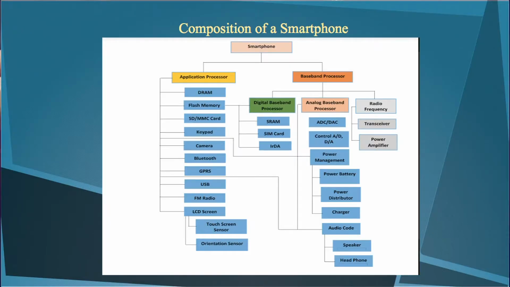In this figure, the composition of a smartphone has been shown. Application processor is a system on a chip designed to support applications running in a mobile operating system. A smartphone uses a system on chip instead of connecting separate chips on a PCB because it reduces cost, power and size and increases the performance.